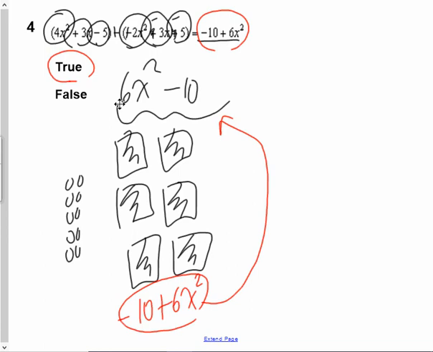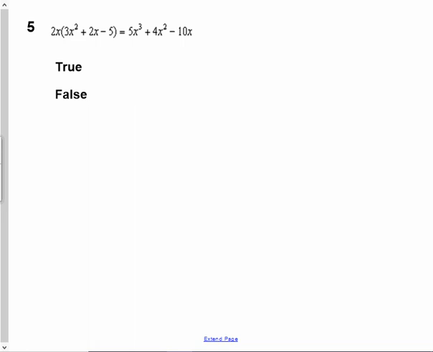That's just the proper way to do it. Question 5, you have the multiplication of a monomial by a trinomial, which means you're going to have to use distributive property here. And when you use distributive property, 2x times 3x squared will be 6x cubed. 2x times 2x is plus 4x squared. And 2x times a negative 5 is negative 10x.